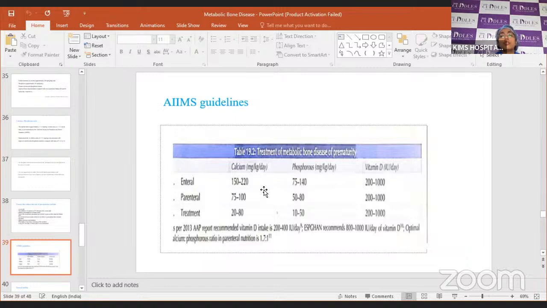This is the treatment of metabolic bone disease in prematurity: how much calcium, phosphorus, and vitamin D we should give. In parenteral nutrition, 75 to 100 mg per kg per day of calcium, 50 to 80 milligram per kg of phosphorus, and 200 to 1000 international units per day of vitamin D. In enteral nutrition, 150 to 220 of calcium, 75 to 140 of phosphorus, and 200 to 1000 of vitamin D we should give. In case of diabetic, 20 to 80 is the range of calcium, phosphate 10 to 50 mg per kg per day, vitamin D 200 to 1000.